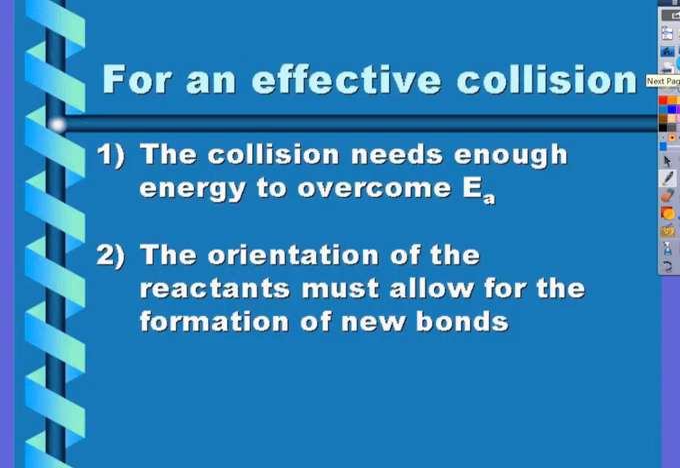So for an effective collision, two things have to take place. You must cite both of these reasons when saying whether a reaction will speed up or a reaction will take place. These are the two things we should be thinking about. One, do the collisions have enough energy to overcome activation energy? If not, the reaction's not going to take place. And two, will the orientation of the reactants allow for the formation of new bonds? So when they collide, will they collide in the right orientation? The more times they collide, the greater the chance they're going to collide in the correct orientation.